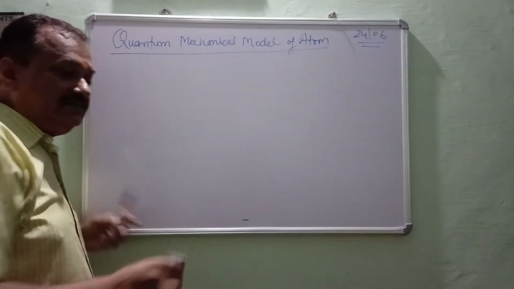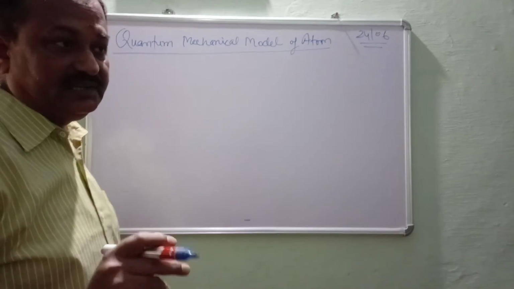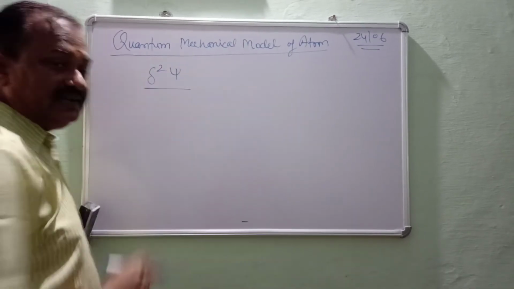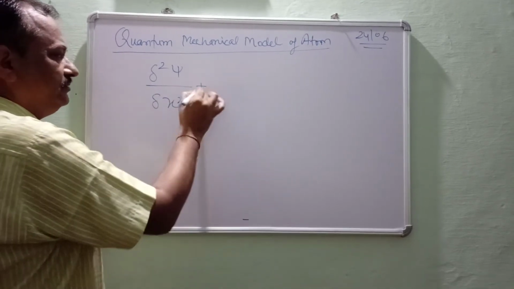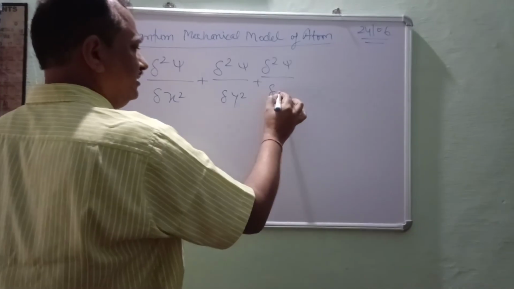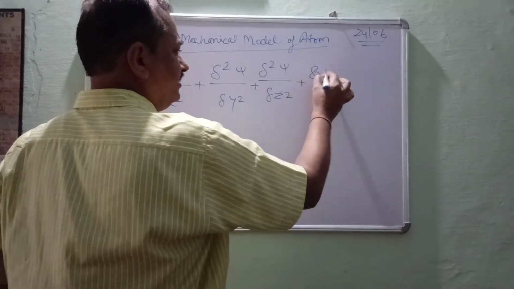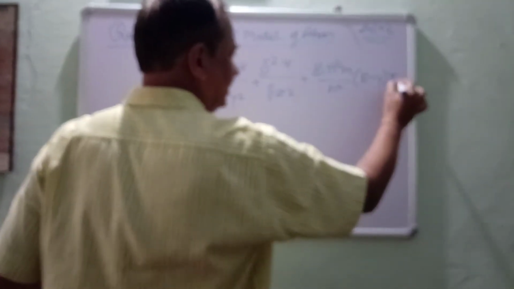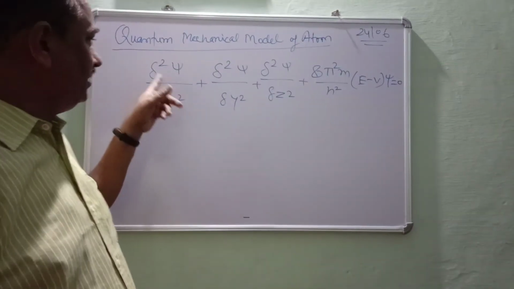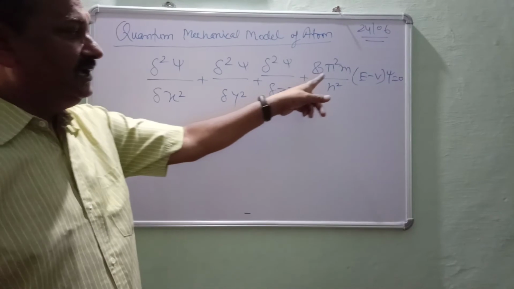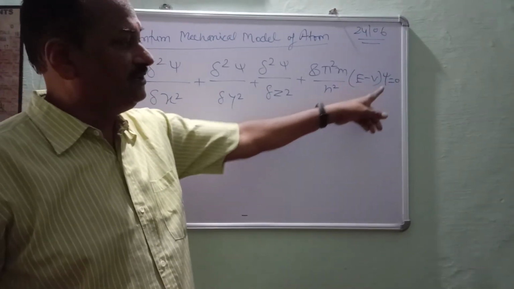On the basis of both these, he had given a differential complex equation: delta square psi upon delta x square plus delta square psi upon delta y square plus delta square psi upon delta z square plus 8 pi square m upon h square into (E minus V) psi equal to 0.